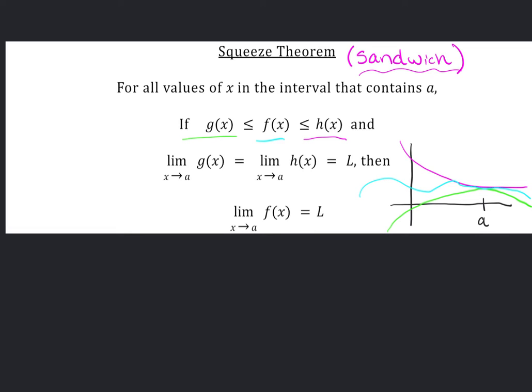So I know those are just kind of silly scribbles, but the idea is if I can't find the limit for f, but I know that it is squeezed in between h and g, if I can find the limit of h and I can find the limit of g, and if the limit of g equals h, then I can find the limit of f. It will equal the same thing.